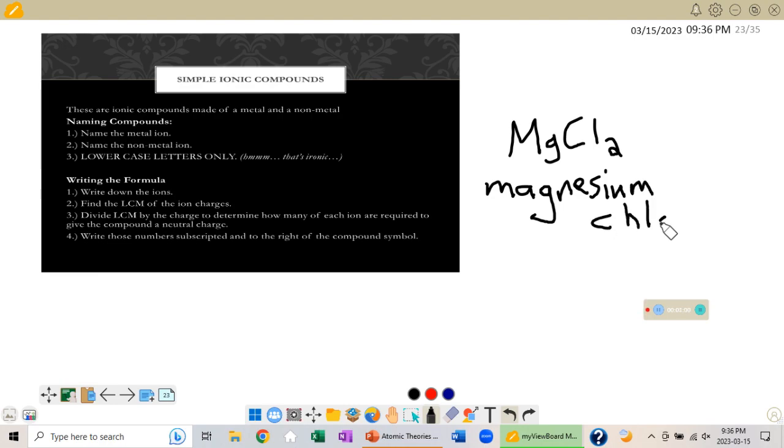Slightly harder is if we have to, oops, try that again, come up with a formula if I give you the name. And so let's take a look at this example here. Yttrium. Let's make up some yttrium sulfide. This is about as hard as this type of problem can get.